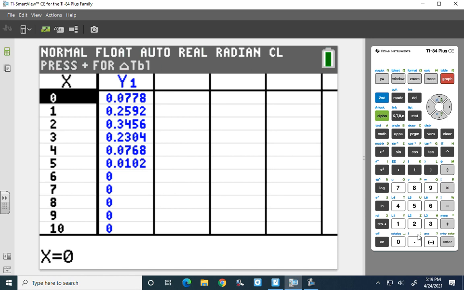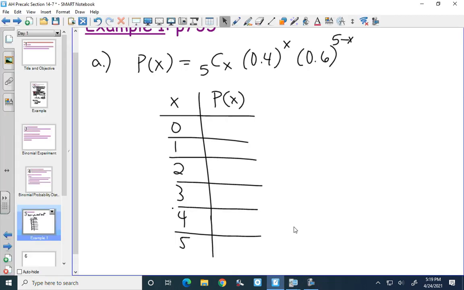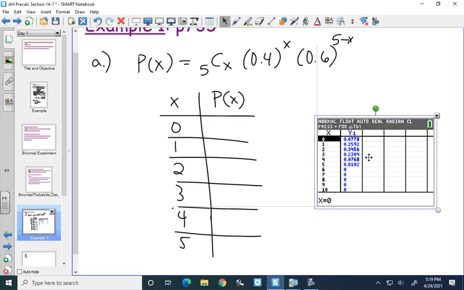The probability of getting 0 heads is 0.0778. Probability of just getting 1 head is 0.2592. Probability of getting 2 heads is 0.3456. That should look familiar. That's the problem we started out with. That's our probability for getting 2 heads and 3 tails with our bent coin here. All right, let's grab a picture of this. And we'll fill in our table here.